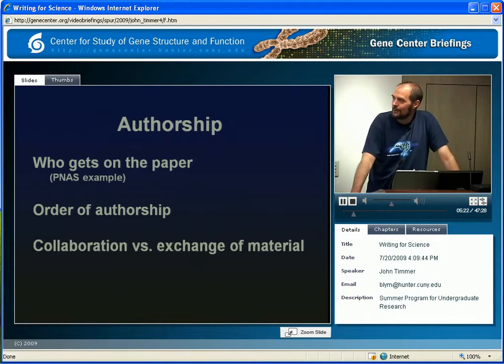There is no cut and dry way of handling this. Again, the simplest rule is that when you've got an exchange of unpublished material, it's a collaboration that requires authorship. If the material is already published, you don't. But there are also cases where there's intellectual contributions.